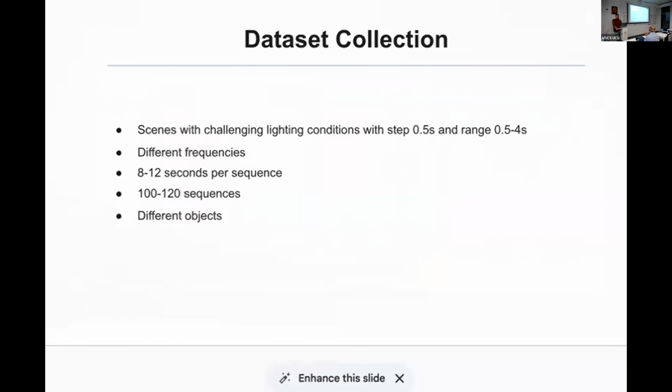Next, I would like to say a few words about our dataset. We didn't find an appropriate benchmark, and that's why we decided to make our own benchmark. Here are some points about it. Firstly, we put in different frequencies, each sequence lasting 8 to 12 seconds. We would like to have 100 or 120 sequences, and as well there will be different objects.